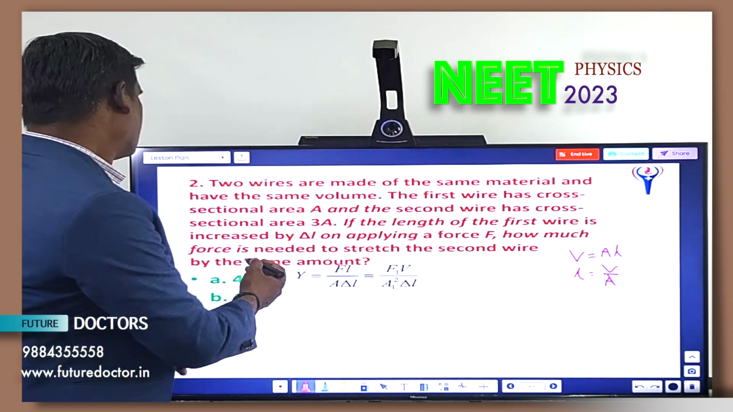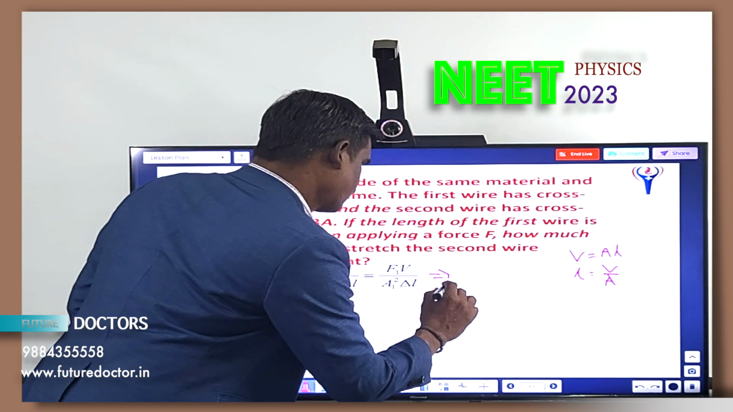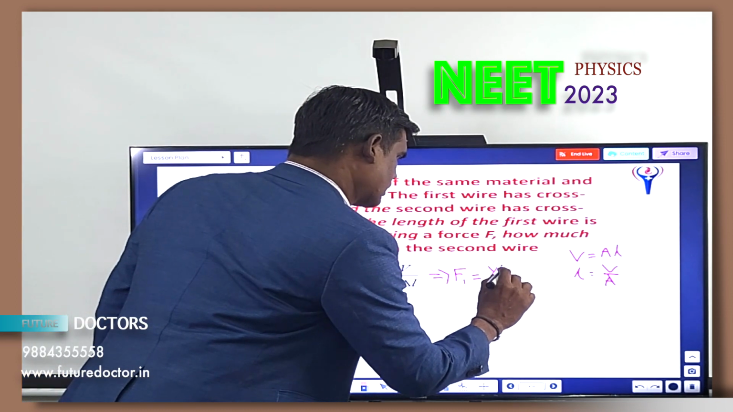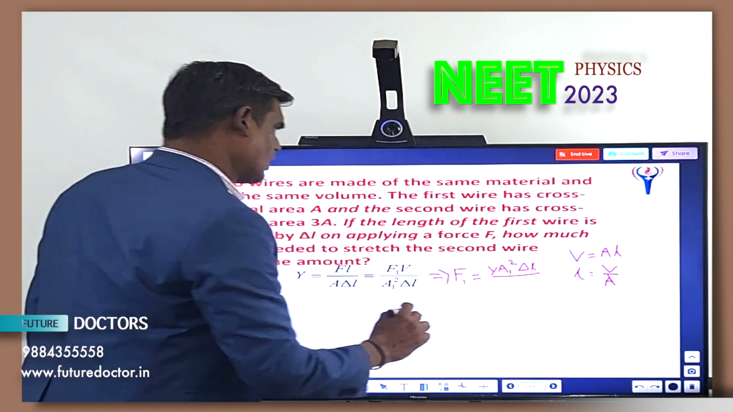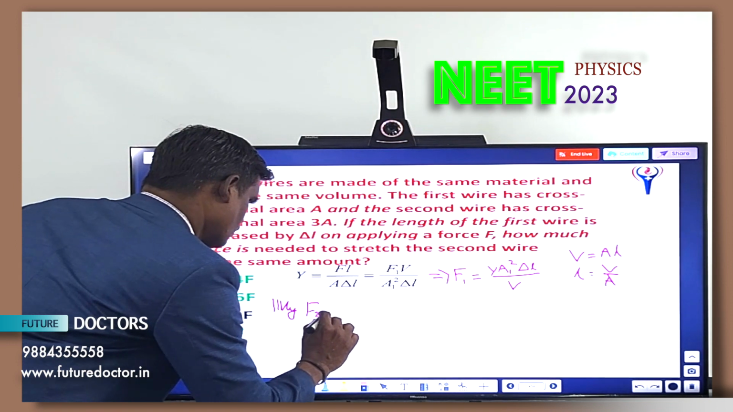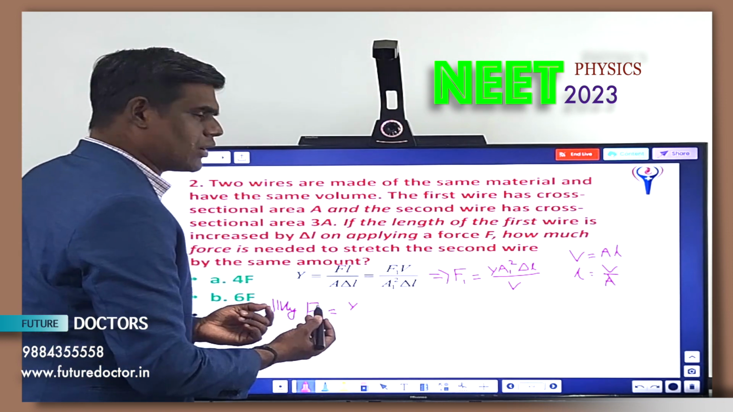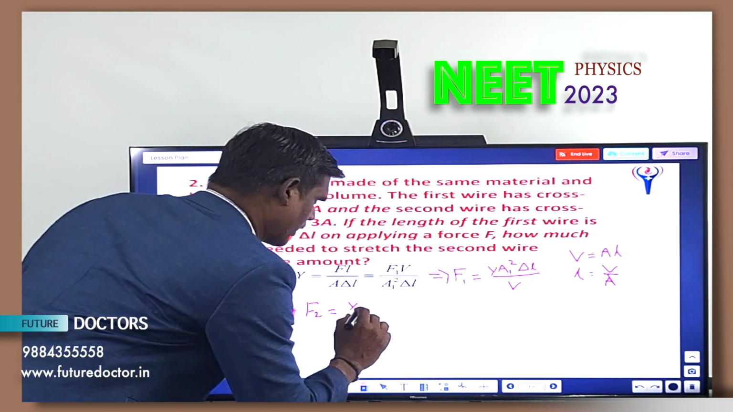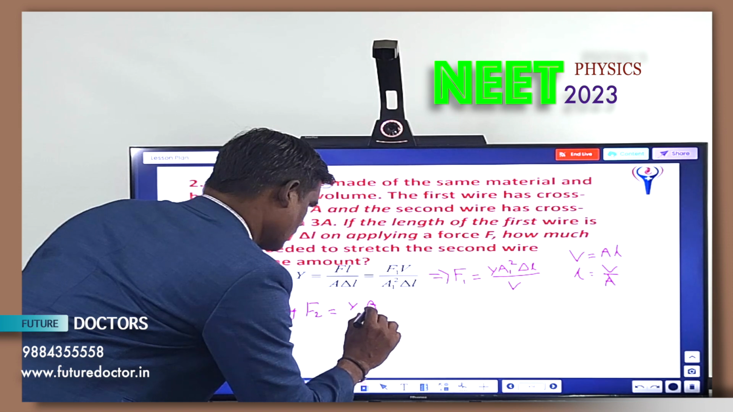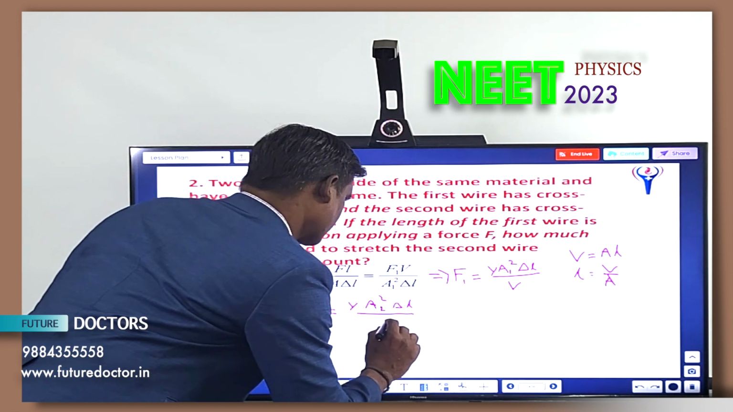Here you want to find what? Force needed to stretch the second wire. So Y equal to F1V by this, then F1 equal to Y into A1 square delta L divided by V. Similarly, F2 equal to Y, that is the same material, so Y1 equal to Y2 equal to Y, into A2 square delta L divided by V.